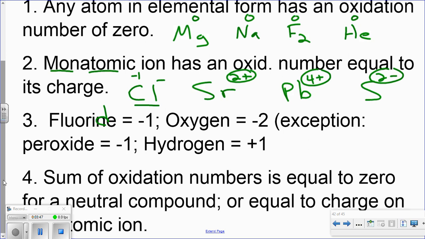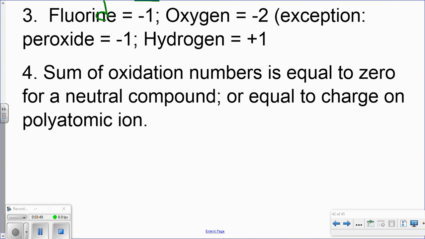The last thing, which I don't want to call the most important, but it's how everything comes together, is the sum of the oxidation numbers. When I add the oxidation numbers, it must be equal to 0 if it's a neutral compound, or it has to be equal to the charge on that polyatomic ion.